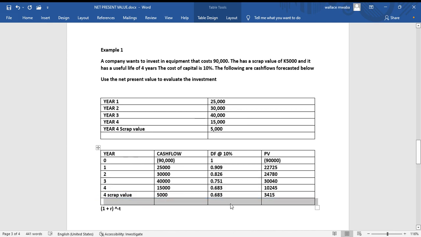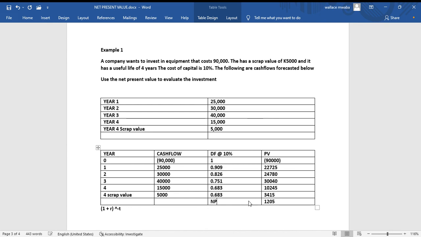And then we're going to total up to get our net present value. So we'll say negative 90,000 plus 22,725 plus 24,780 plus 30,040 plus 10,245 plus 3,415. We're going to get a surplus of 1,205. That's our total net present value.